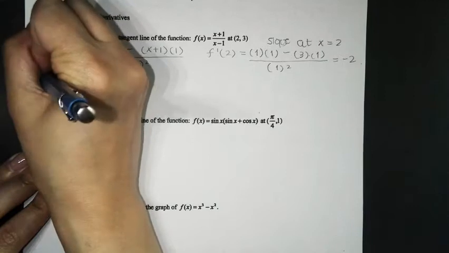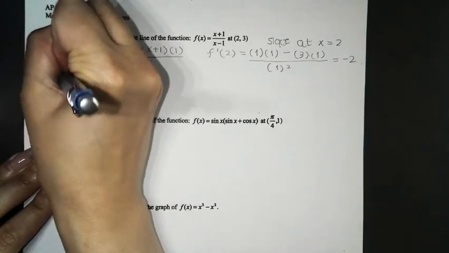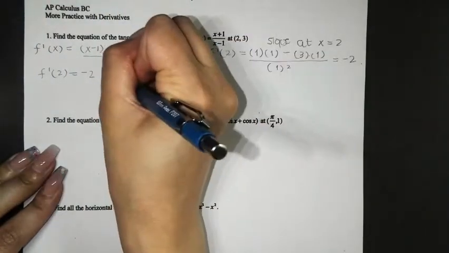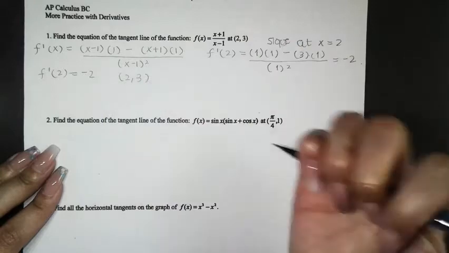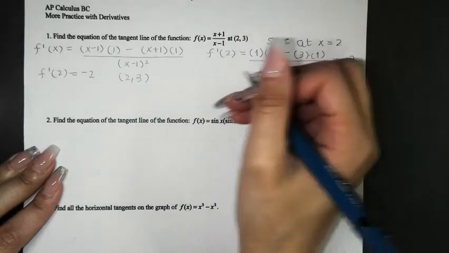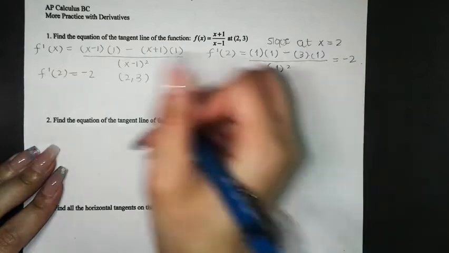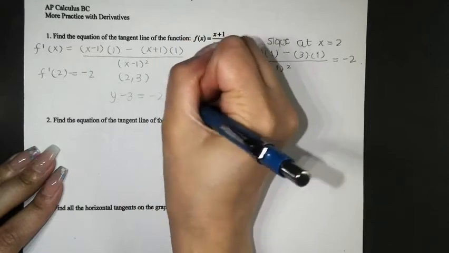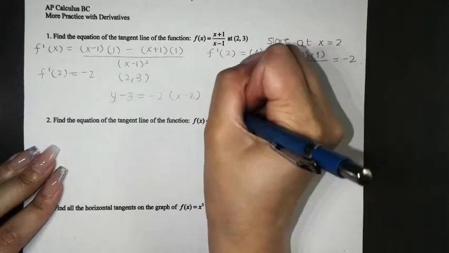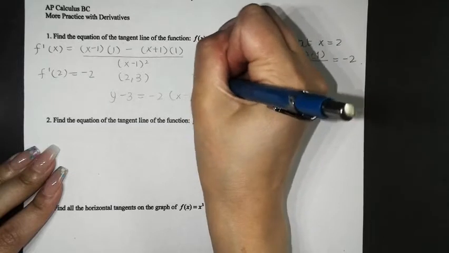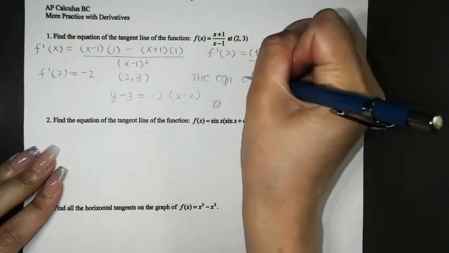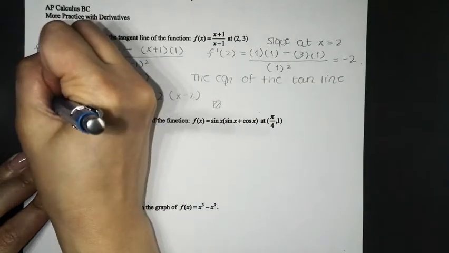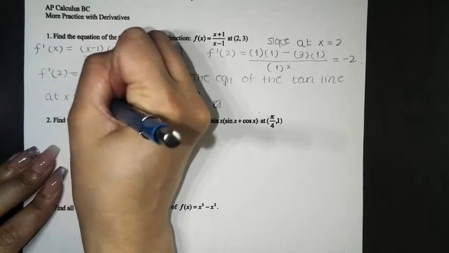Okay, now you know that your slope, or f prime of 2, is equal to negative 2, and you have the point (2, 3), so this question becomes now an algebra 1 question. You know that we're going to use the point slope form, so you have y minus 3 equals negative 2 times (x minus 2), and that's it. You have the equation of the tangent line at x equals 2 is this.